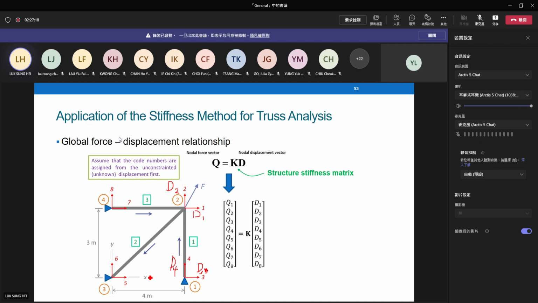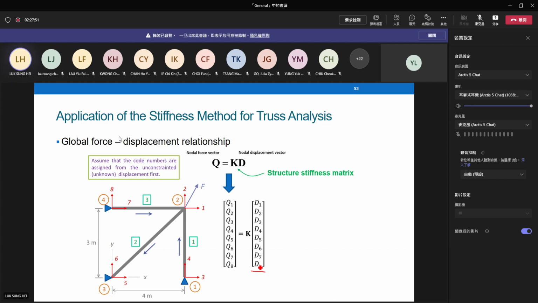If you express all the possible nodal displacements symbolically, it becomes our nodal displacement vector. It's not quite complicated at the beginning, right? But look at the problem again. We have a total of 8 degrees of freedom, from D1 to D8. But some of them are actually equal to 0, right?